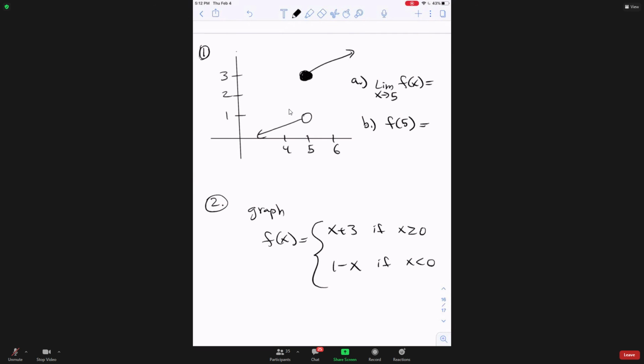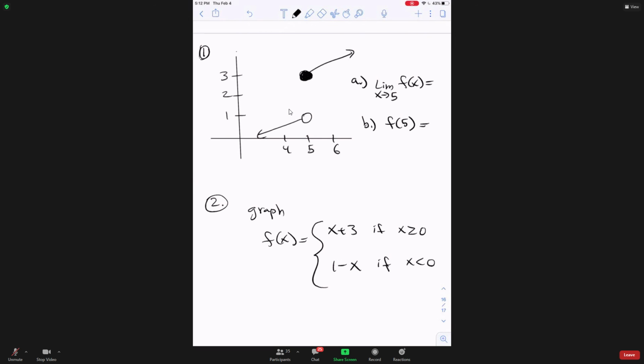All right, so number 1, you have that graph that's provided for you. It's a two-parter. Part A, limit as x approaches 5 of f of x. Part B, what's f of 5? Question number 2, graph that piecewise function f of x equals x plus 3 if x is greater than or equal to 0, and 1 minus x if x is less than 0.